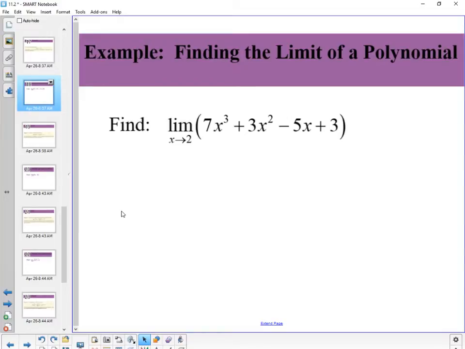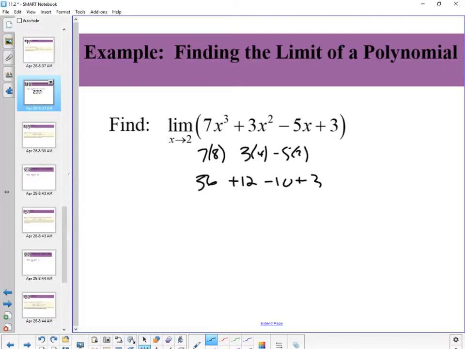What's 6 times 7? What's 7 times 8? 56. What is 3 times 4? 12. And negative 5 times 2 is negative 10. Plus 3. So we got 5 plus 56? Yeah, 61. Okay? So even though that's what it's equal to, that's also what the function will approach on both sides.